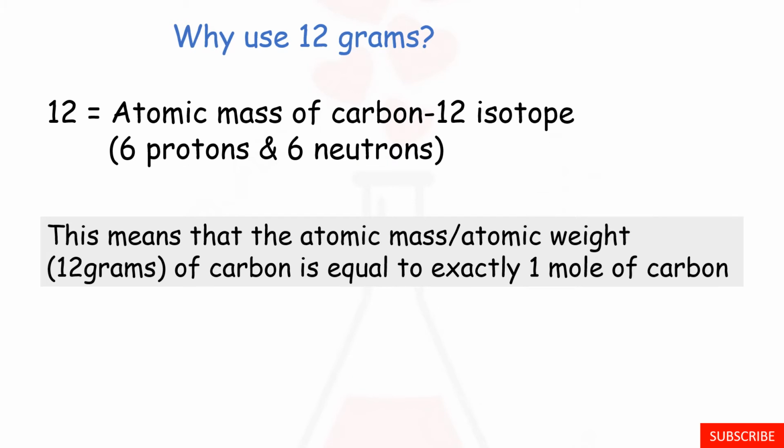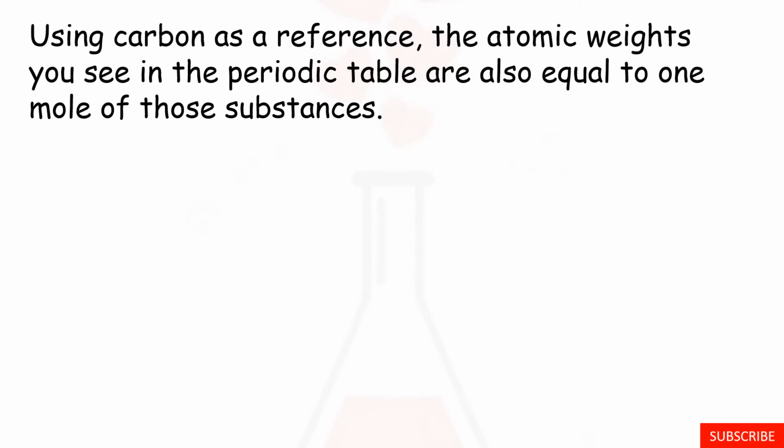However, we have seen that these 12 grams will contain 602 hexillion atoms of carbon. But for simplicity, they now become equal to the 12 grams, which will still be 1 mole of carbon. The atomic mass of carbon-12 is 12, and the mass of 1 mole of carbon is 12 grams. Using the same knowledge of carbon as a reference, the atomic weights you see in the periodic table are also equal to 1 mole of those substances.